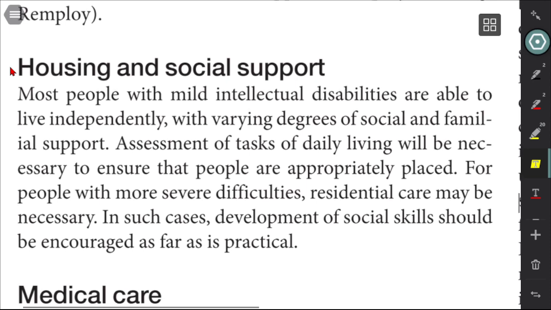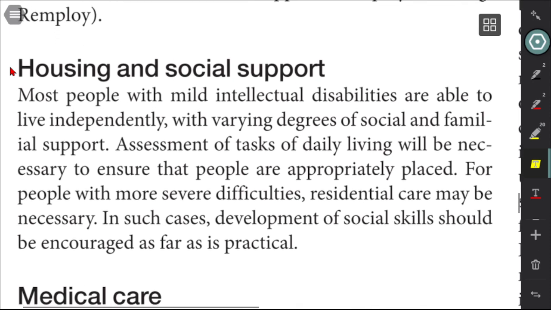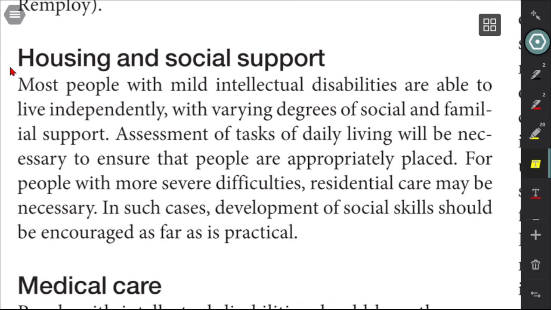So what about housing and social support? Most people with mild intellectual disabilities are able to live independently, with varying degrees of social and familial support. Assessment of tasks of daily living will be necessary to ensure that people are appropriately placed. For people with more severe difficulties, residential care may be necessary. In such cases, development of social skills should be encouraged as far as practical.